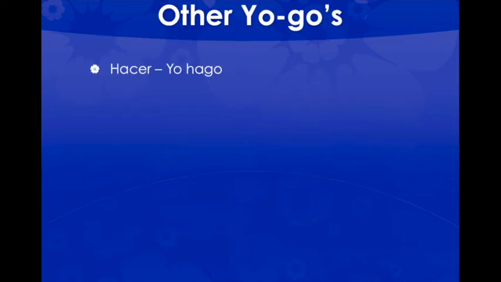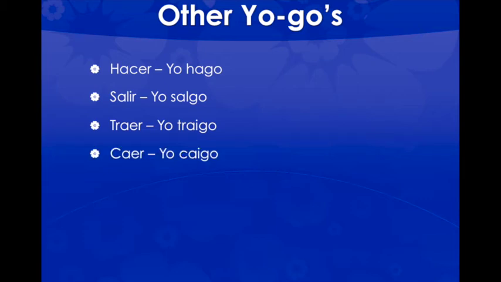Other yo-go verbs: hacer is yo hago. Salir is yo salgo. Traer, which means to bring, is yo traigo. Salir means to leave. Caer, which means to fall, is yo caigo.